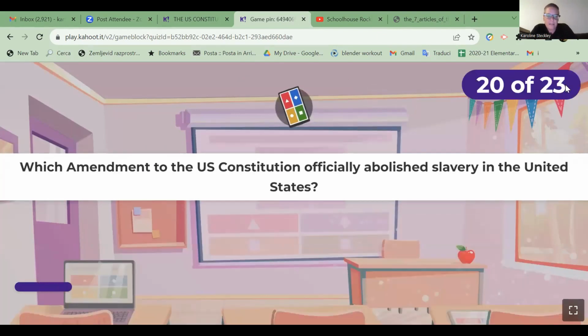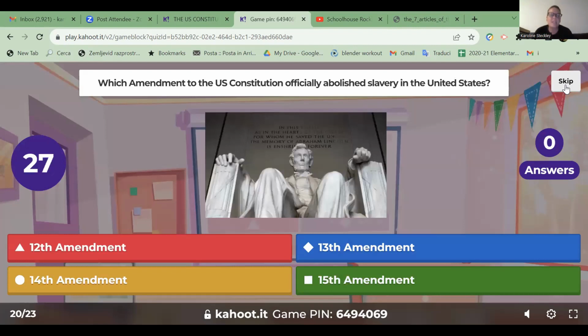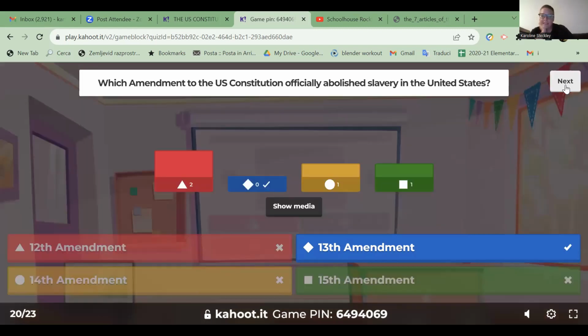Okay, quiz. Which amendment to the U.S. Constitution officially abolished slavery in the United States? Which amendment? What number? Did you pay attention? Was it the 12th, the 14th, the 13th, or the 15th? It was the 13th Amendment. I told you in the question before. You got to pay attention. I'm sneaky.